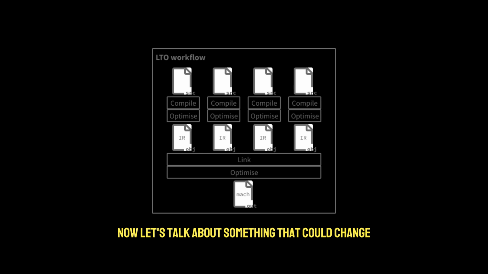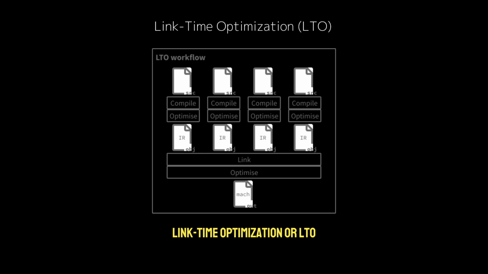Now let's talk about something that could change the way you think about compiling. Link time optimization, or LTO. It's a feature that allows Clang to optimize not just individual files, but the whole program during the linking phase. Instead of treating each file as an isolated unit, LTO gives Clang the chance to see the whole picture, allowing it to apply optimizations across the entire program. With LTO, Clang can inline functions from one file into another, eliminate redundant code across files, and generally squeeze out every last drop of performance. The catch is that it makes the compilation process take longer, but the payoff is huge.